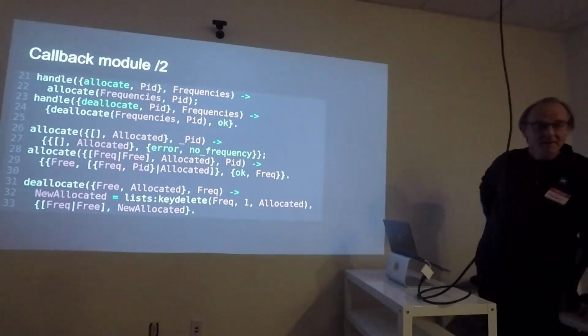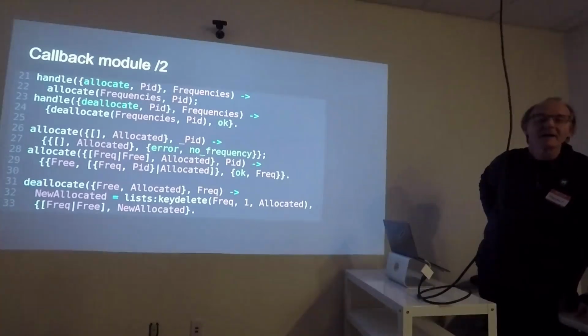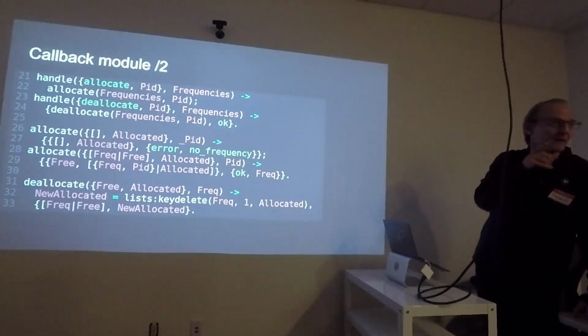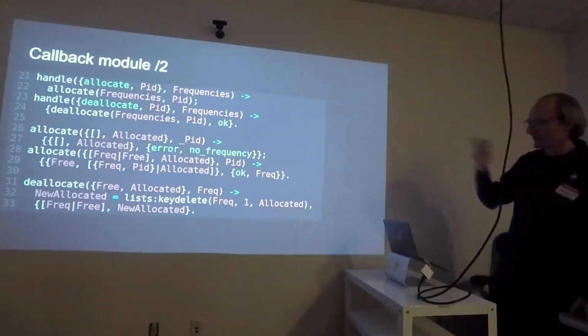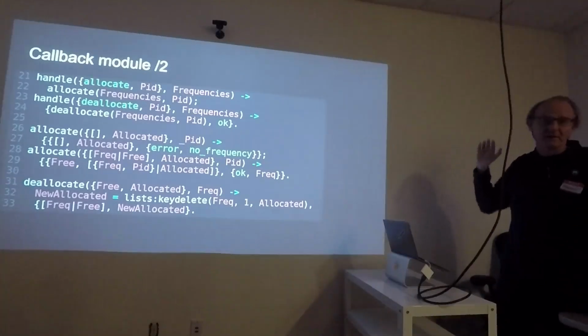So on 26, you have the underscore in front of PID. Does that mean it's ignored? Yeah. Even by the VM? Yeah. It's ignored. Any other question? So underscore variables in Erlang are just ignored.